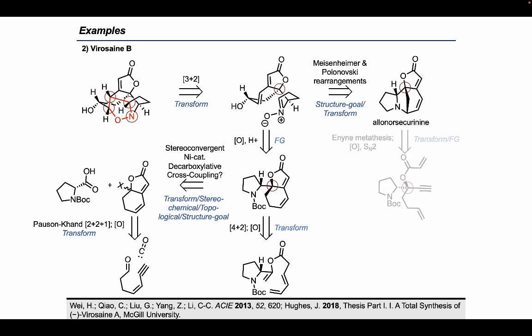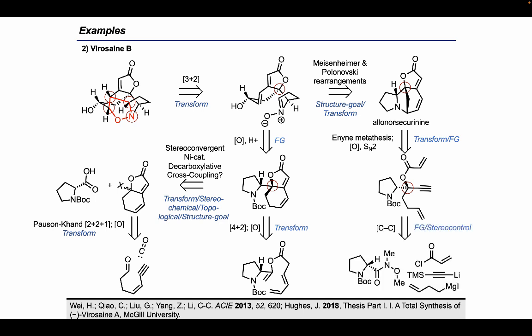Allonorsecurinine, in turn, contains a full retron for an E9 metathesis reaction, which when applied, along with a CN bond-forming reaction, yields the E9-containing synthon shown here, which can in turn be formed by derivatization of proline through a Grignard addition to a Weinreb amide intermediate, followed by an organolithium addition under Felkin-Anh stereocontrol and acylation.